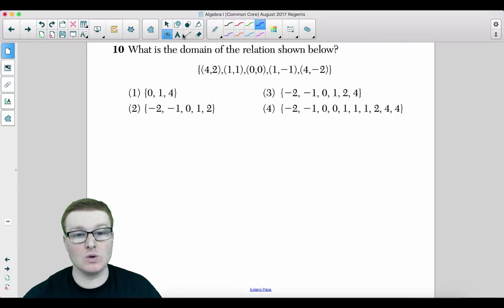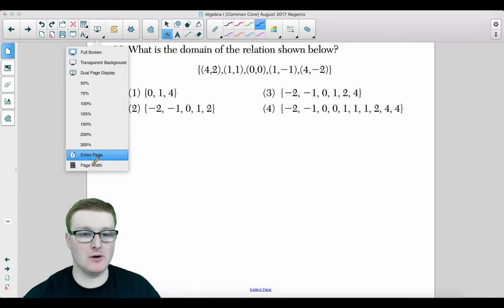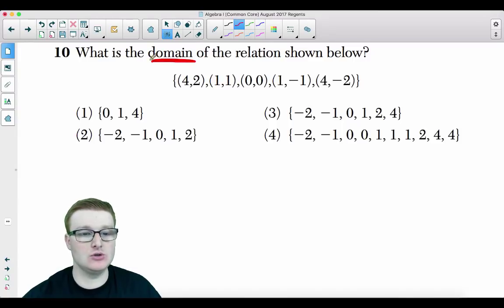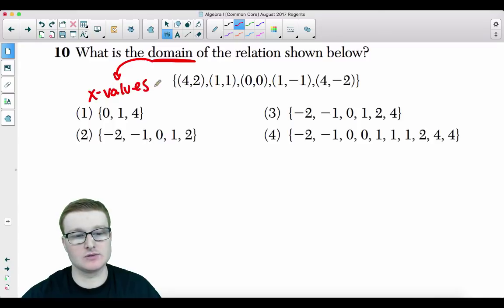Moving on to number 10. What is the domain of the relation shown below? So the domain, you should know by now, is your x values. So we're looking at the 4, the 1, the 0, the 1, and the 4.